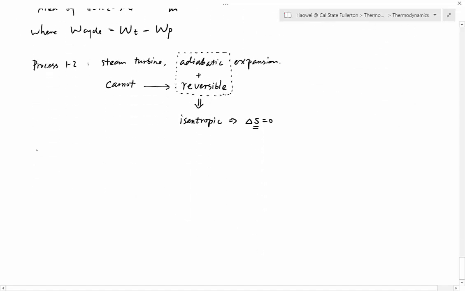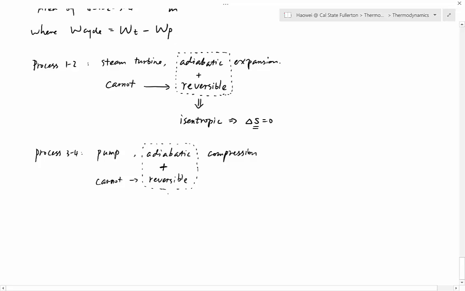Okay, and then let's recall process 3 to 4. What is process 3 to 4? 3 to 4 is the pump. And what's the name of this process? It's adiabatic compression. And again, let's recall this process is Carnot, which means every single step is reversible, including 3 to 4. Adiabatic plus reversible, so we can call this process isentropic.